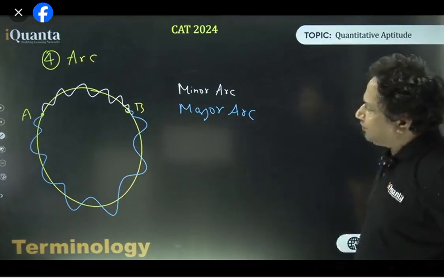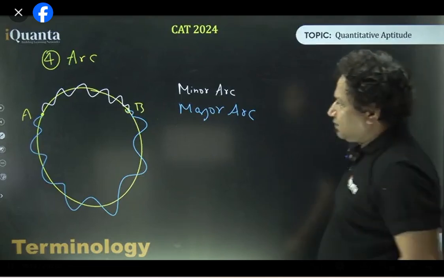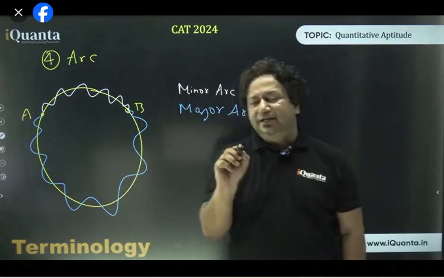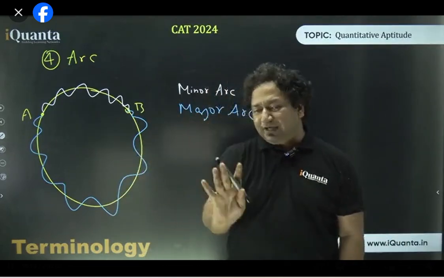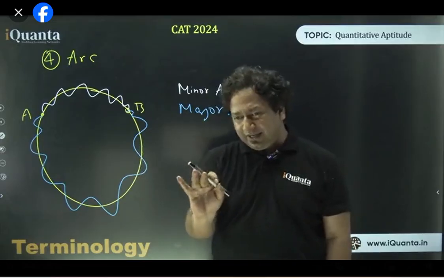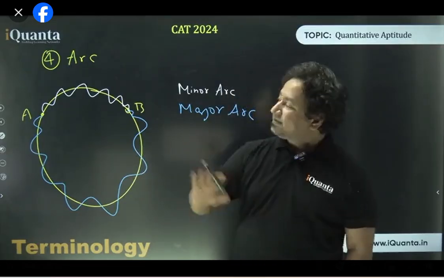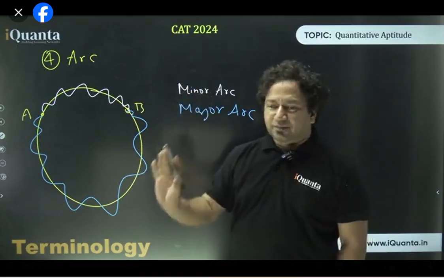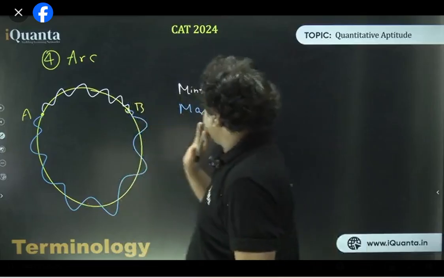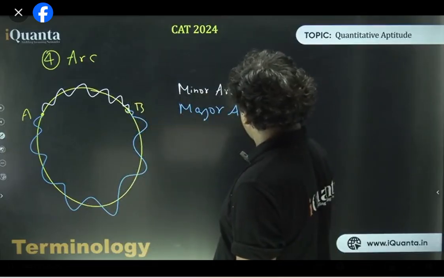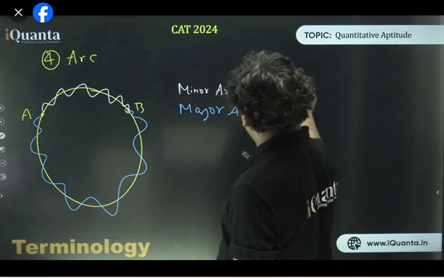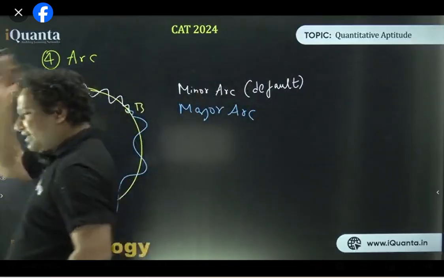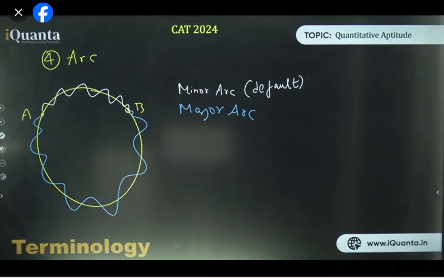Normally they write over there whether it's a minor arc or major arc. But listen to this carefully. If in some case they don't tell you whether it is minor or major, you will assume minor arc by default. Clear? Writing default. CAT won't make this mistake; they will write minor and major arc. But in case you come across some question where it is not given, you will assume minor arc by default. Just note this down.